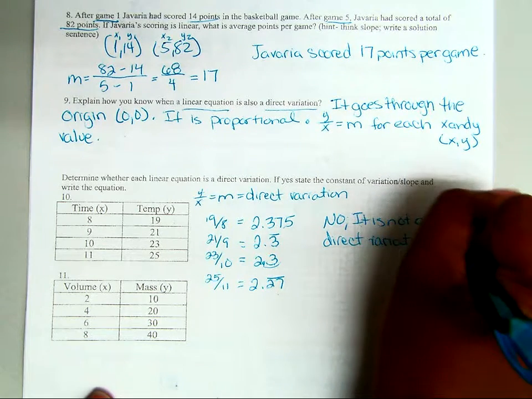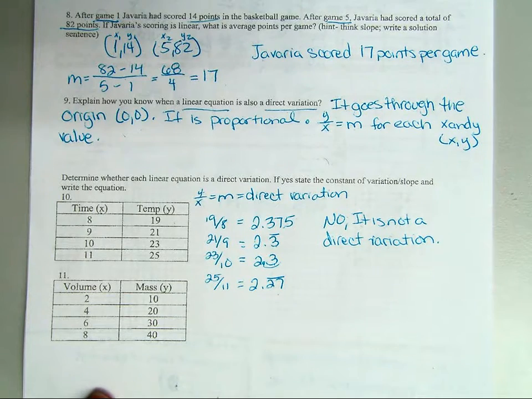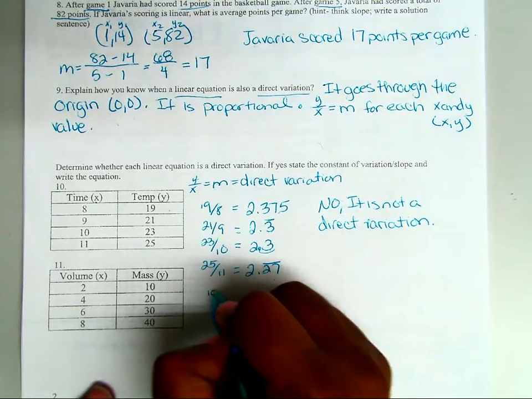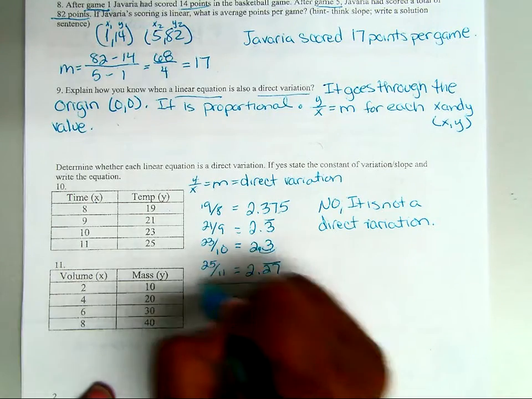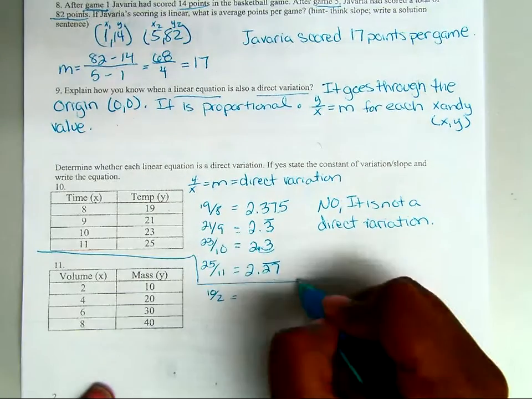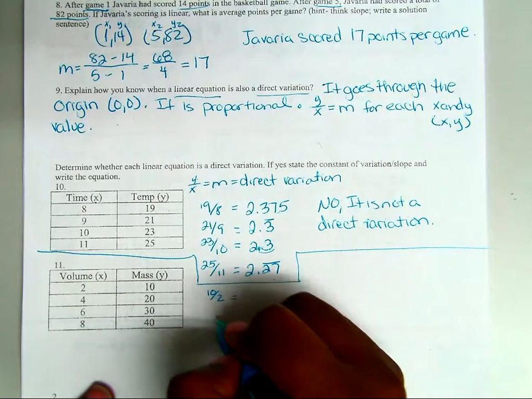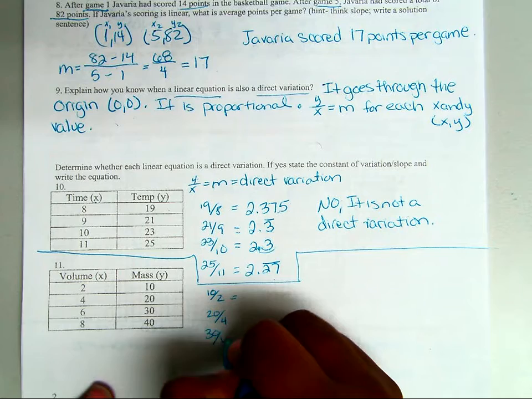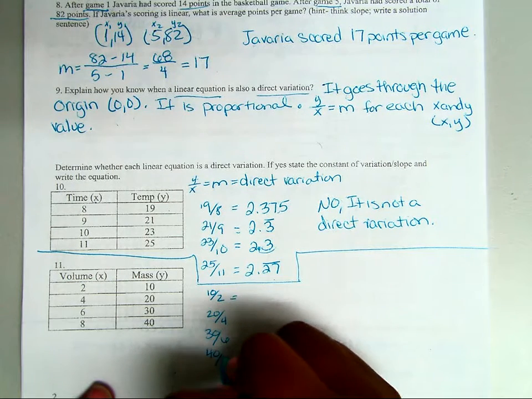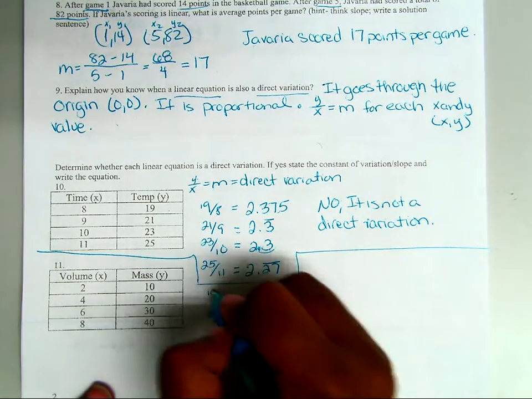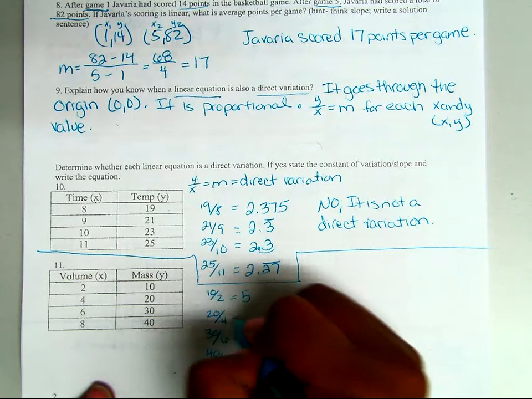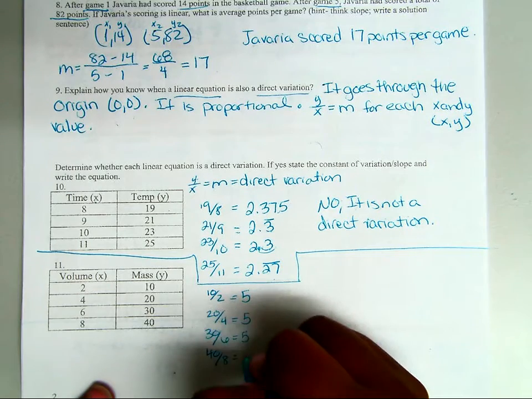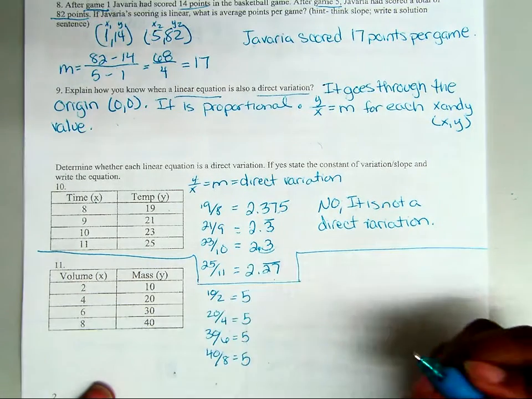Okay? Let's try this next one down here. 10 divided by 2. So let me divide my work up so you know that's that. 10 divided by 2. 20 divided by 4. 30 divided by 6. 40 divided by 8. 10 divided by 2 is 5. 20 divided by 4 is 5. 30 divided by 6 is 5. 40 divided by 8 is 5. Are they all the same? Yes, they are.